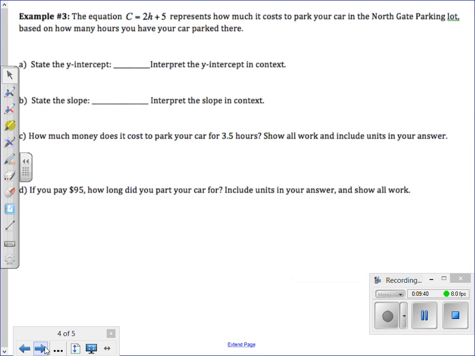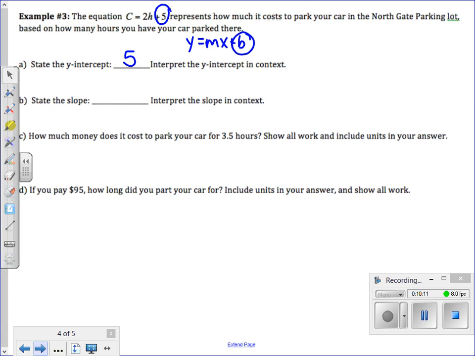Example 3. It says the equation C equals 2h plus 5 represents how much it costs to park your car in the North Gate parking lot based on how many hours you have your car parked there. First of all, it says state the y-intercept. Well, this equation is in y equals mx plus b form, and this b is the y-intercept. That constant up there, 5, is also the y-intercept of the equation, even though there's not a y and there's not an x. Well, it says, what does that 5 mean?